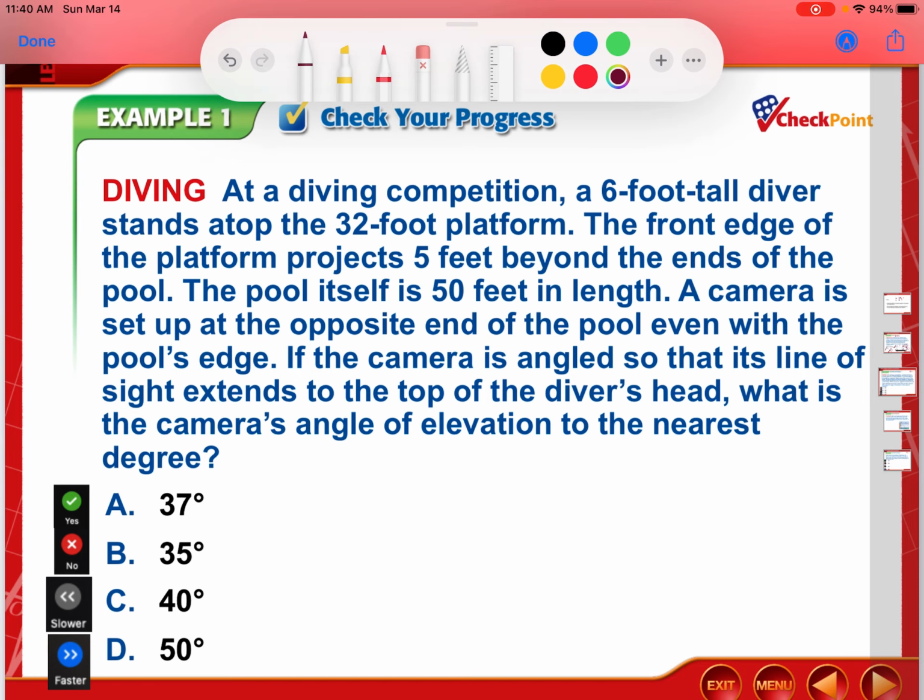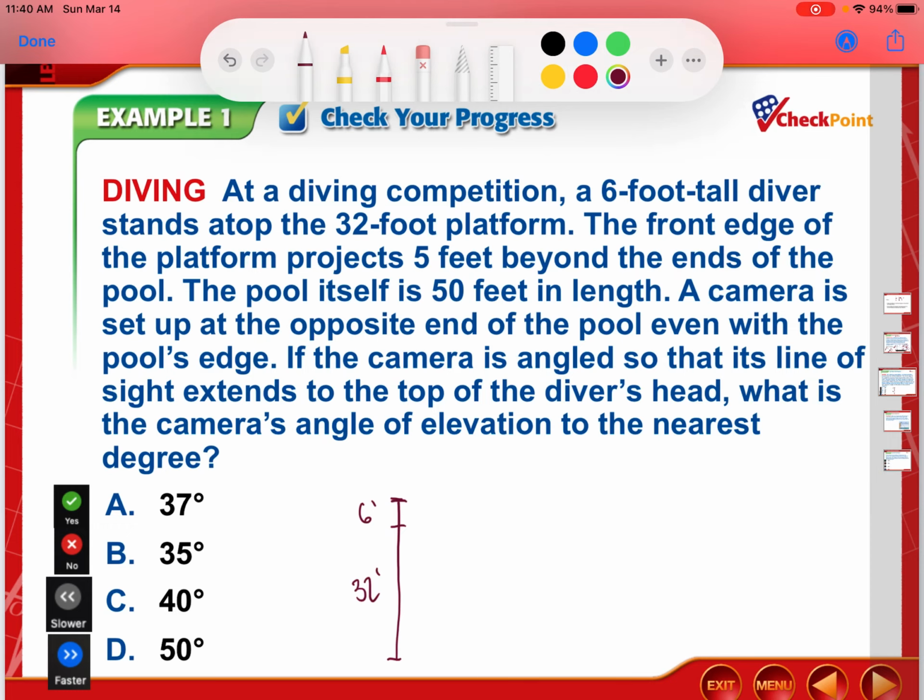All right. So next question, we have at a diving competition, a 6-foot tall diver stands on top of a 32-foot platform. So we have a diver, 32 feet, 32-foot platform, 6-foot diver.